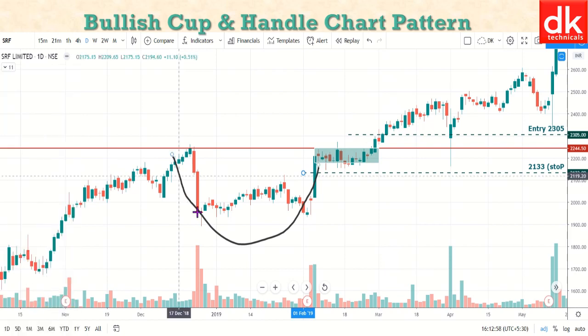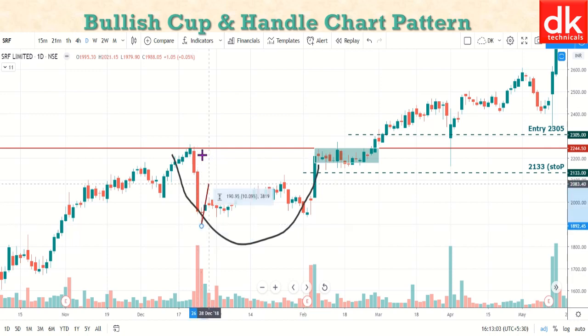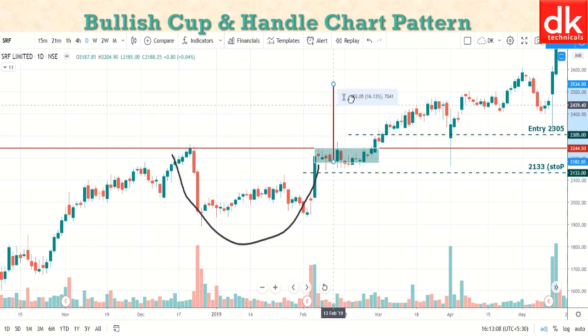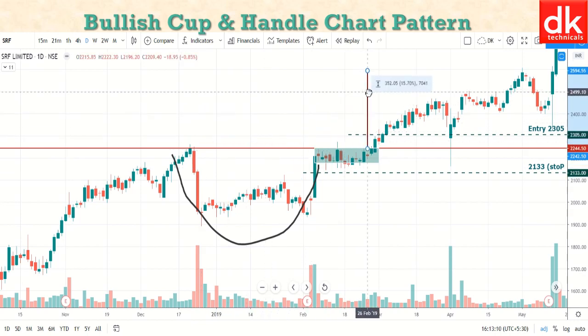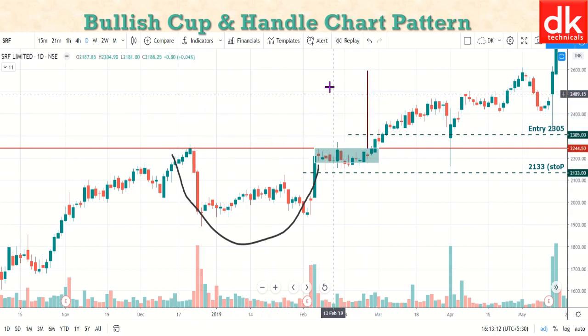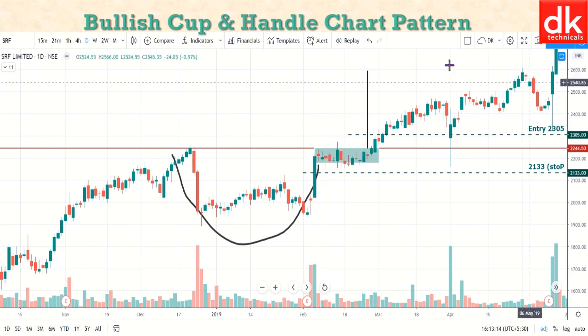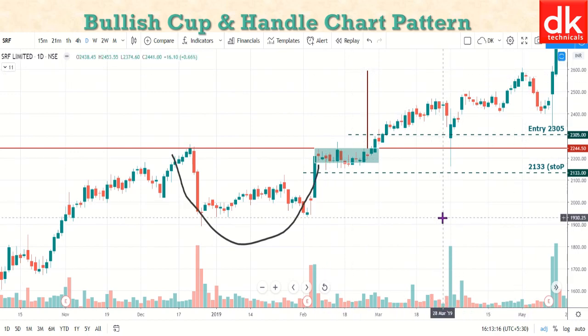Our target is we measure from the lowest point in this cup, which is this. We measure the height up to this and project from the point of breakout. So our target would be this, which you can see the target has been achieved in few days time.